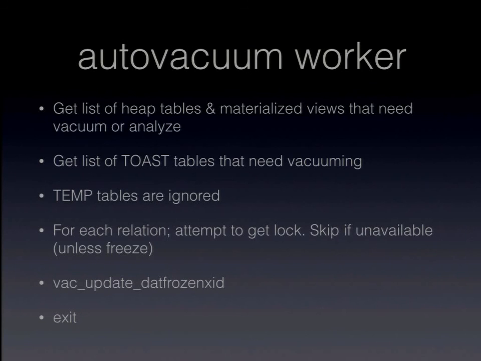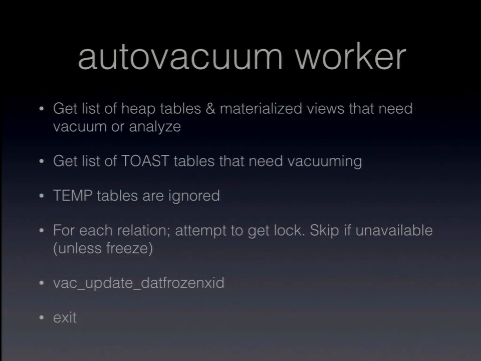The workers themselves get a list of all the heap tables and materialized views that need to be vacuumed. Then it gets a list of toast tables that need to be vacuumed. It does ignore temp tables, so autovacuum will never vacuum a temporary table. If you're doing updates and stuff on a temp table and you think it needs to be vacuumed, you must do that by hand.